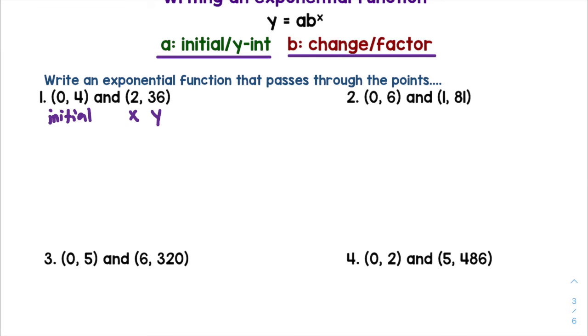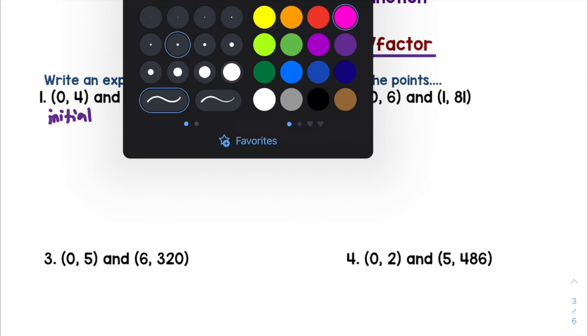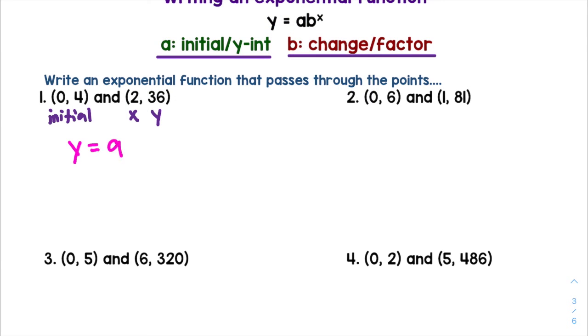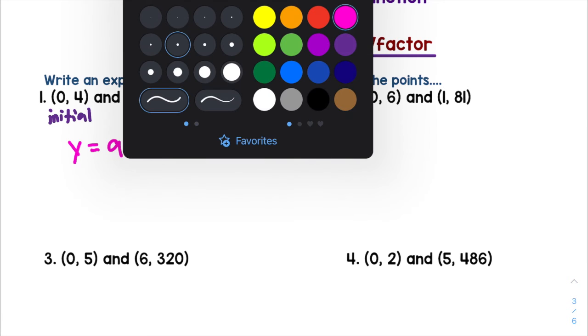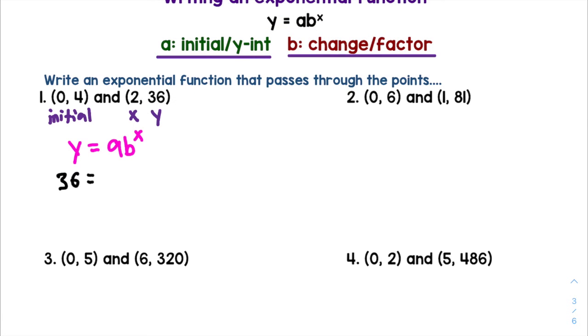So what we're going to do is plug the initial value in, plug in x and y, and then find out what b is. So we're going to have y equals ab to the x. In this case, y is 36. A is the initial value of 4. Remember, an ordered pair is the x and y value. X stands for time, and y is the value at the time of 0. So it's your initial value. We're looking for our change, or exponential factor, and x is to the second power.